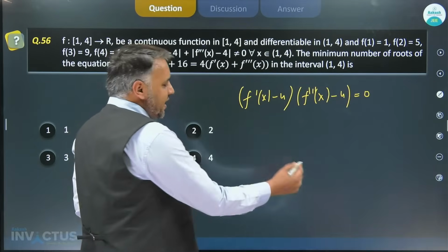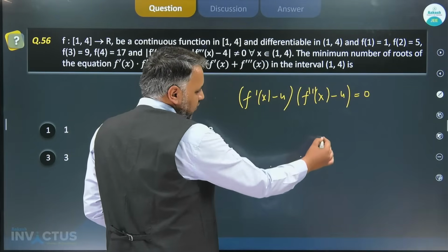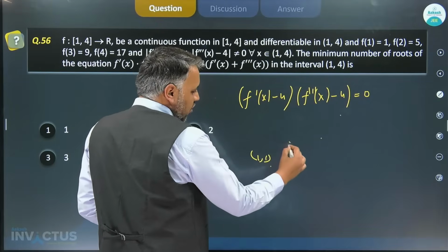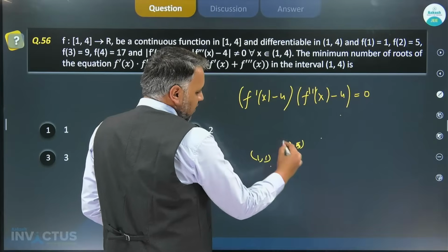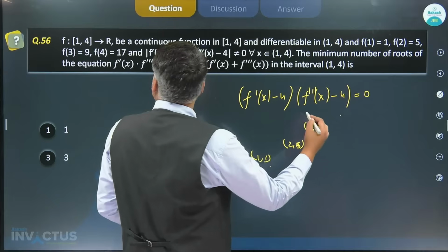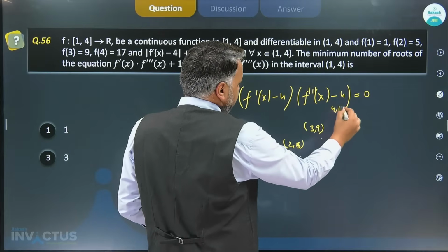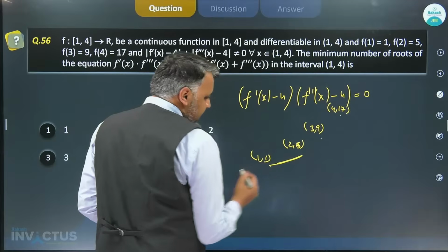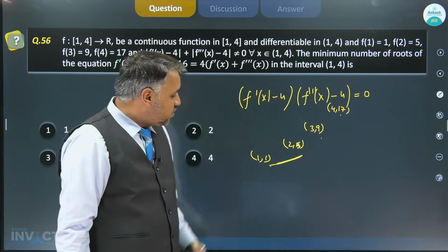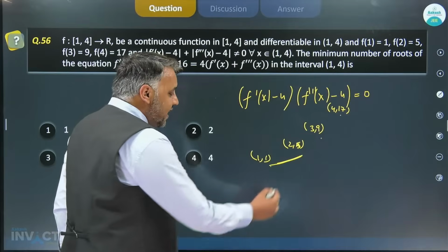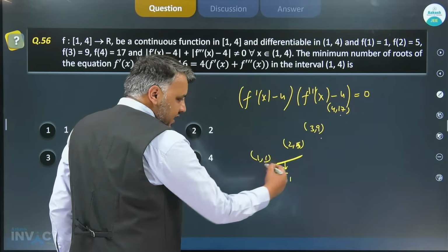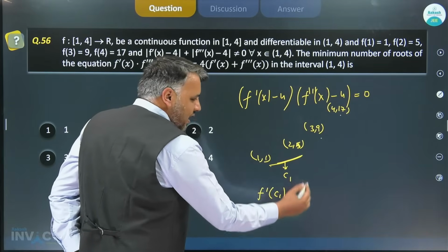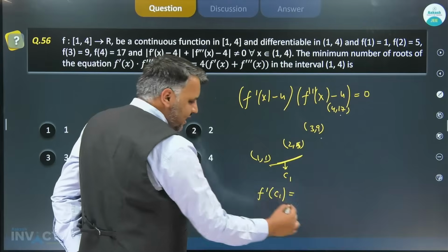Okay, there are 4 points, 1, 2, 3, 4. This is 1, 1, 2, 5, 3, 9, and 4, 17. So f dash x is equal to 4. If we apply LMVT here between 1 and 2, you can see using LMVT there will exist at least one point C1 between 1 and 2 such that f dash C1 will be f b minus f a upon b minus a, that means 4.